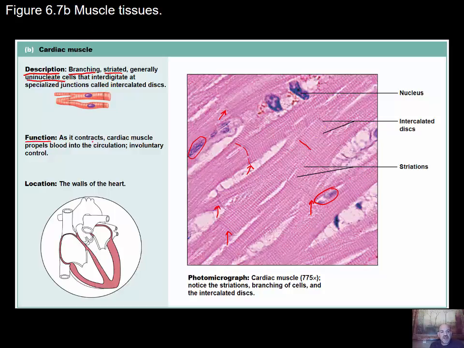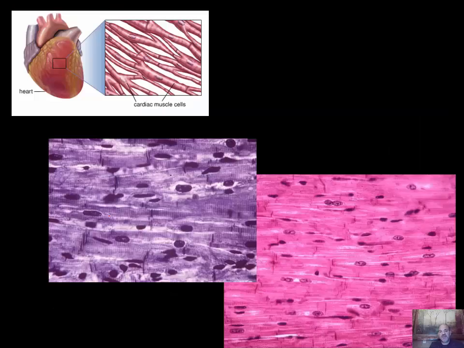As it contracts, the cardiac muscle propels blood into circulation, and it's under involuntary control. And the location is the walls of the heart. So you can see that in the image of the heart here, in our model of the heart.